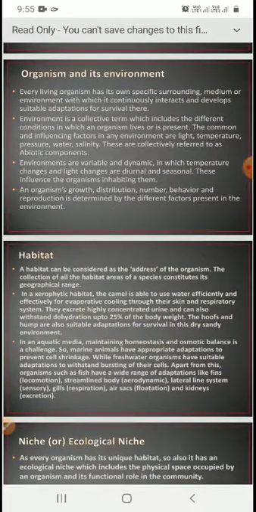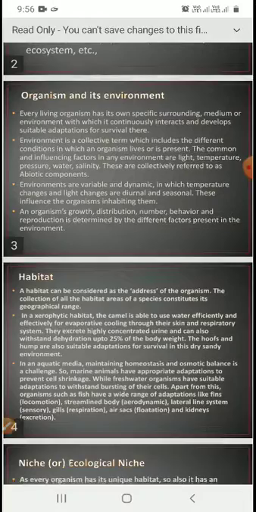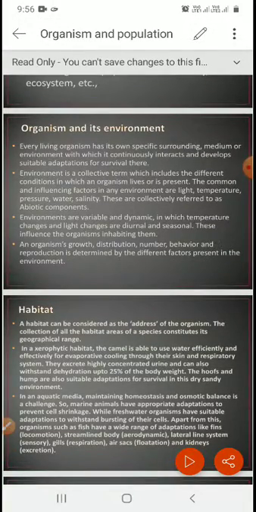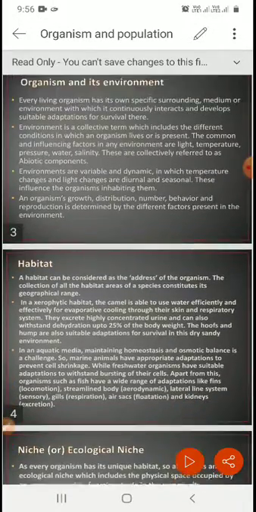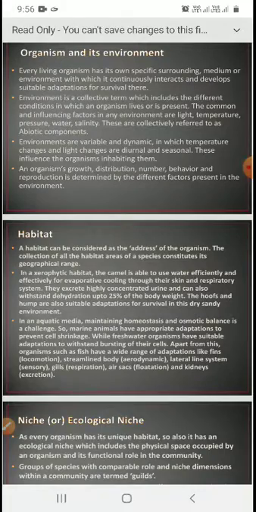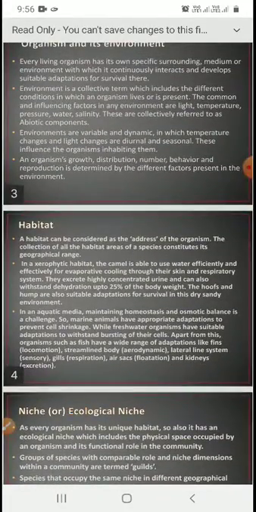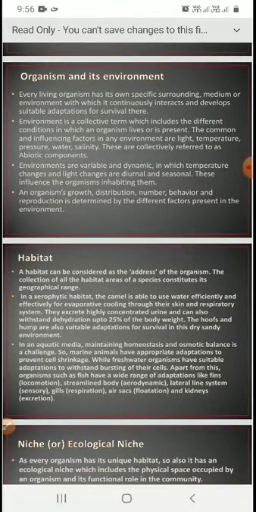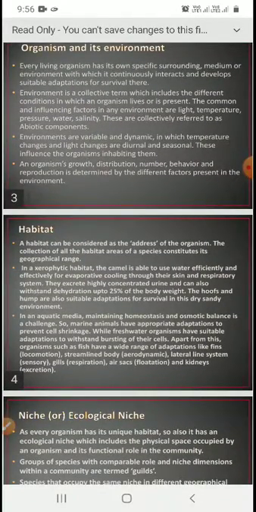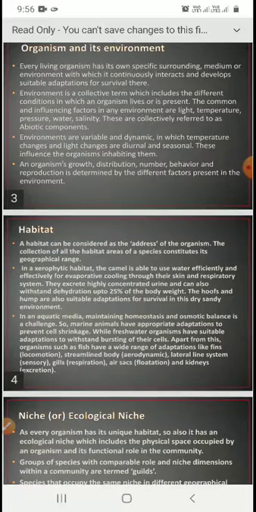Organism and its environment. Every living organism has its own specific surrounding medium or environment with which it continuously interacts, and develops suitable adaptations for survival. Environment is a collective term in which we include the different conditions in which an organism lives. The common influencing factors in any environment are light, temperature, pressure, water, salinity. These are referred to as the abiotic components.